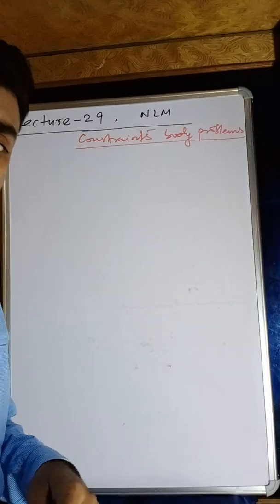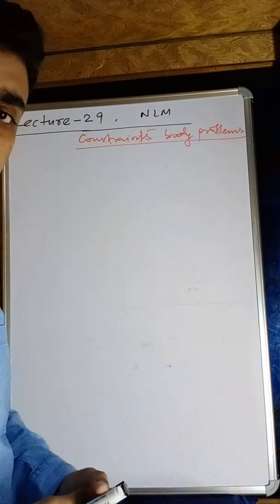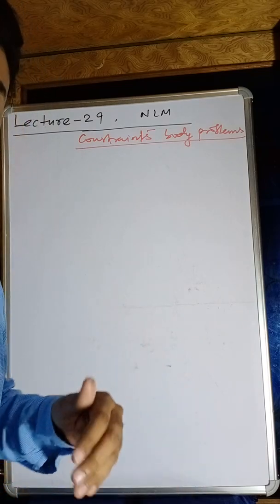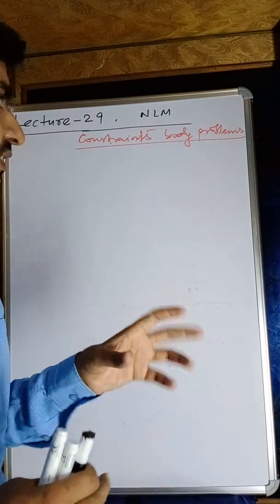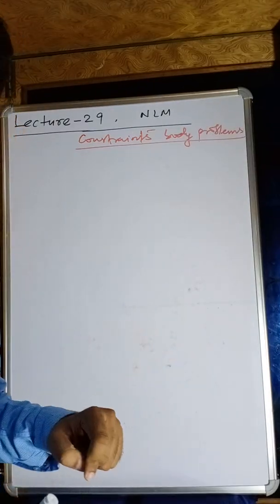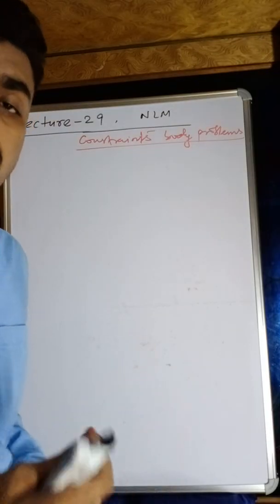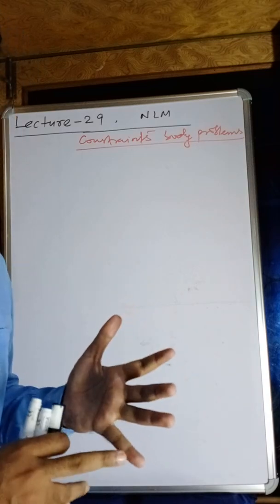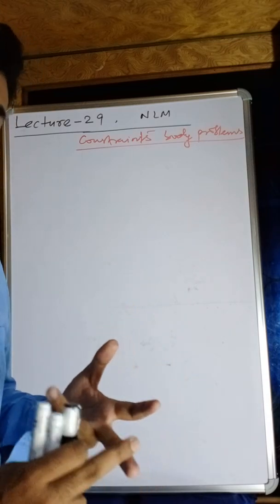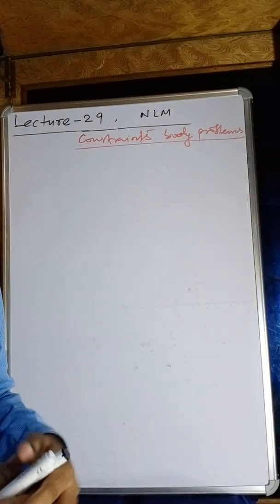The constraints body problem, my dear students, means that one body affects the other bodies. That is, the motion of one body is affected by the other bodies. This is the constraint. Some constraints are experienced by one body due to the motion of another body. All right, and when we talk about motion, we realize three things: the position, that is the distance or displacement, velocity, and acceleration. So in this constraints body problem, we will correlate all three things.